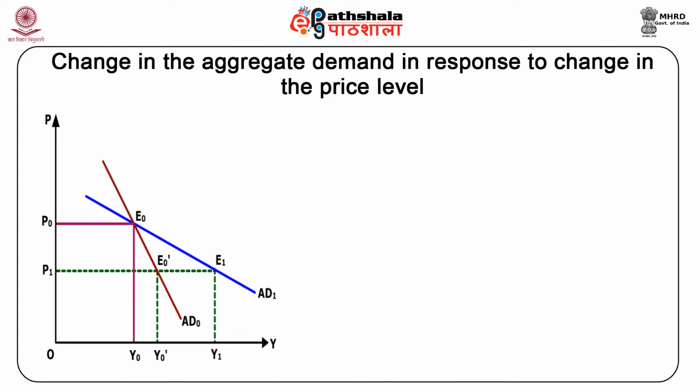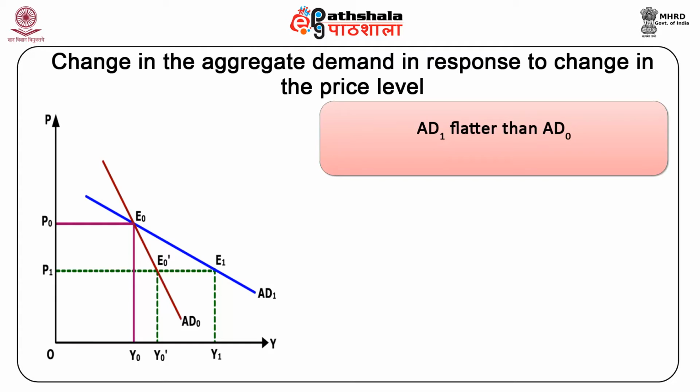Given figure explains previous mechanism. AD0 is the original aggregate demand curve and AD1 is the new aggregate demand curve with larger slope. Thus, AD1 is flatter than AD0. Now, a change in the price level from P0 to P1 produces a change in the aggregate demand by an amount of Y0 dash minus Y0 along AD0 curve, while the same change in the price level produces a change in the aggregate demand by an amount of Y1 minus Y0 along the AD1 curve.